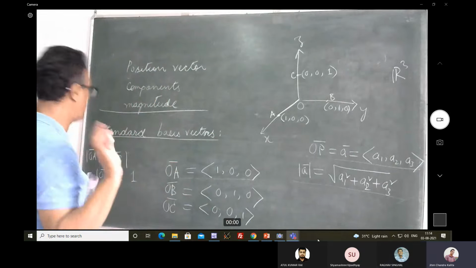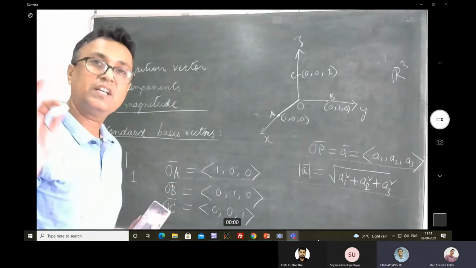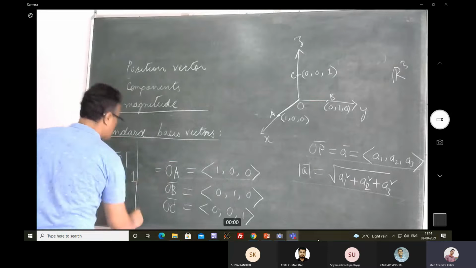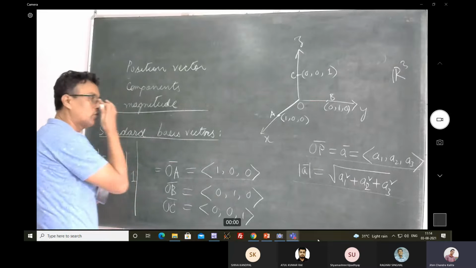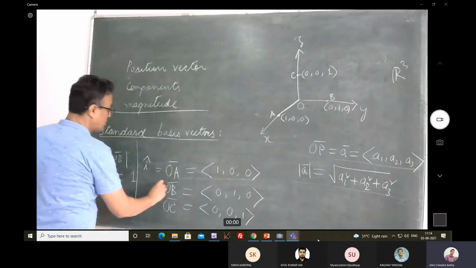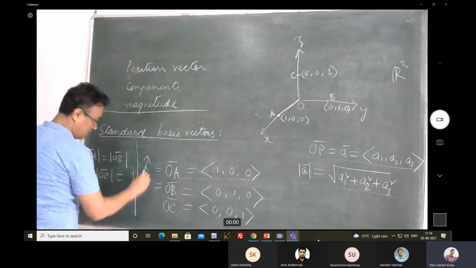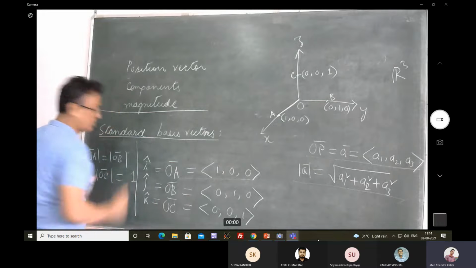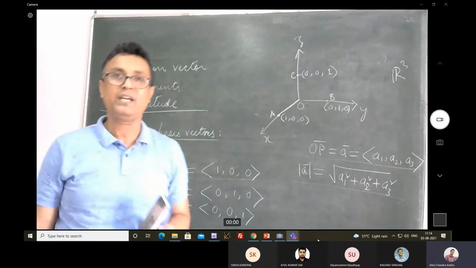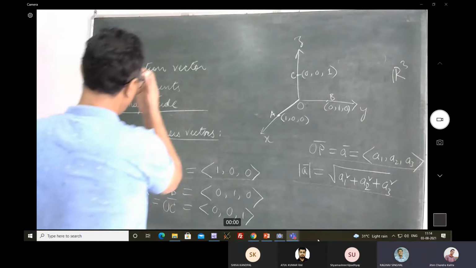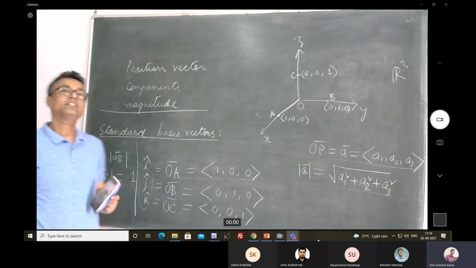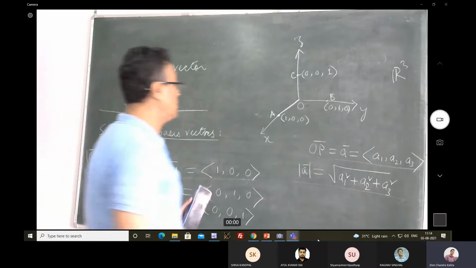There is a specific way of designating those unit vectors along x, y, and z axis. And always remember, generally, whenever we designate some unit vector, we put a cap above it. So this one is denoted by this, and this one is denoted by this. Basically, we have defined 3 unit vectors along x, y, and z axis, and these three vectors are called standard basis vectors. I'll tell you why.